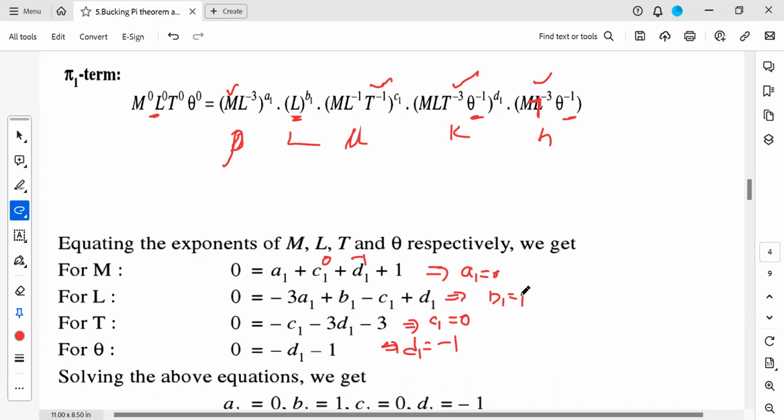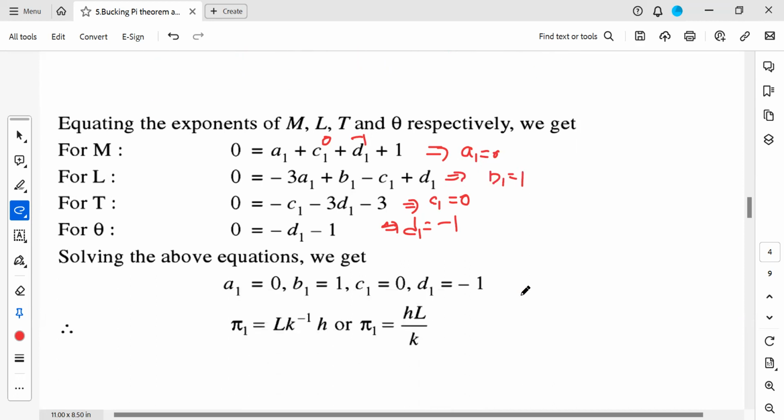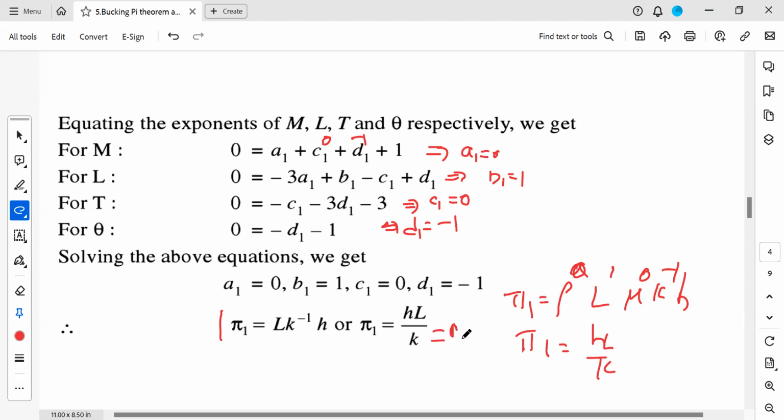By substituting all the values, you will get pi 1 equal to hL by k. That means pi 1 is equal to rho power a1, that is rho power 0, L power b1, b1 is 1, mu power c1, c1 is 0, k power minus 1, and h. So the pi 1 value becomes hL by k. This is called the Nusselt number.